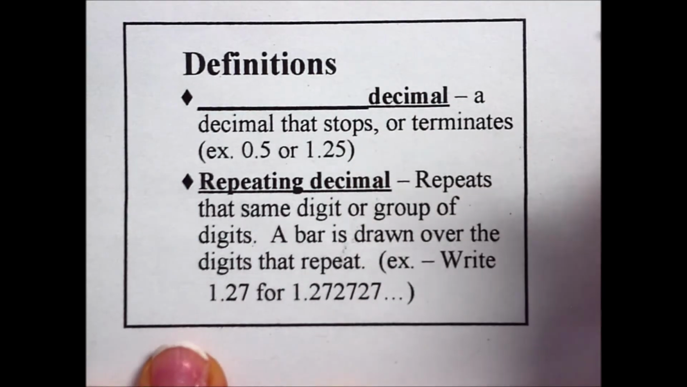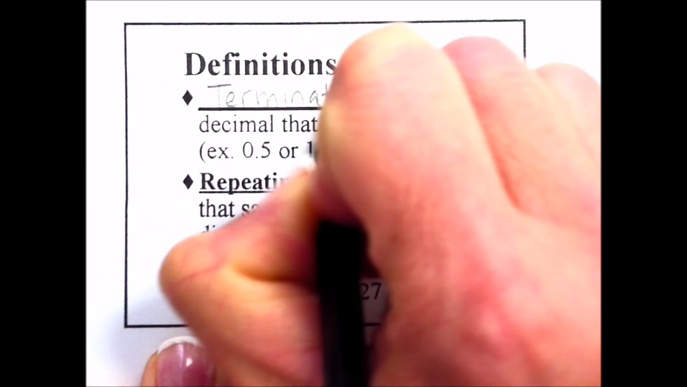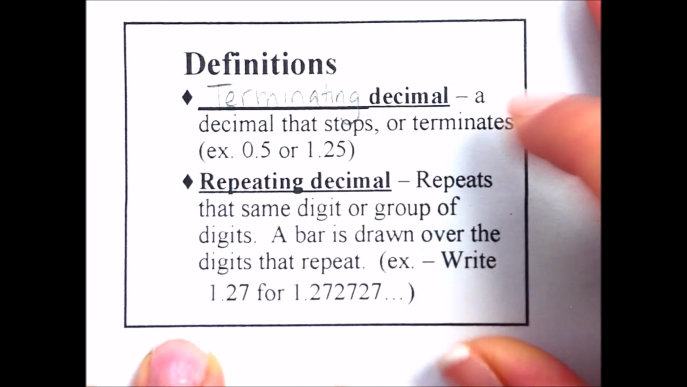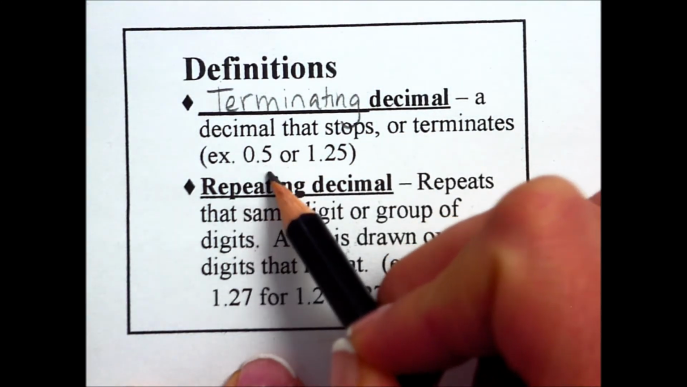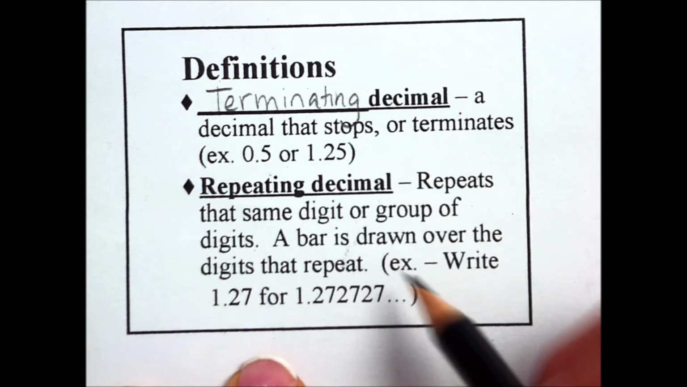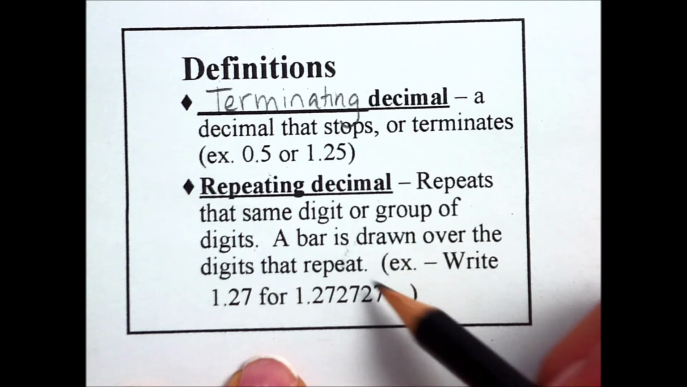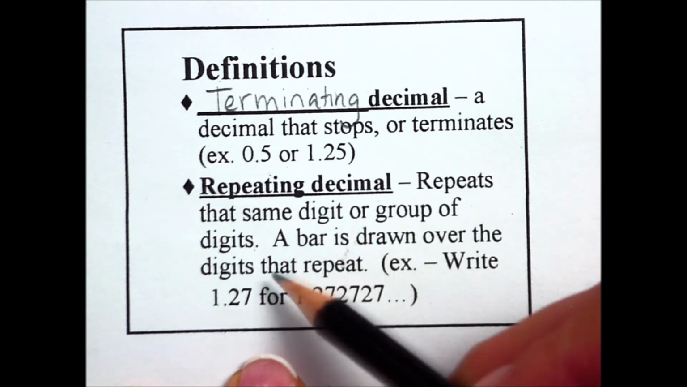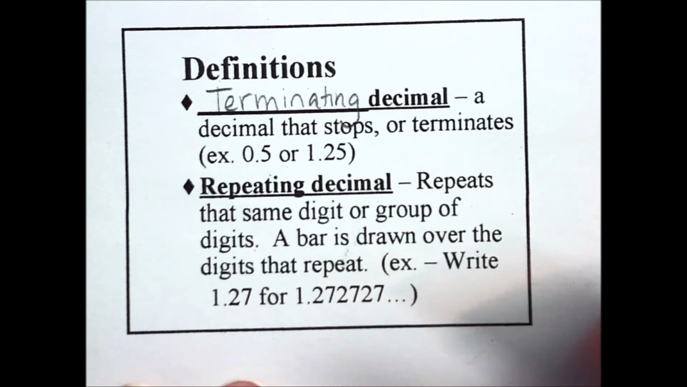Okay, let's take a look at a couple of definitions. First, we have a terminating decimal. This type of decimal will stop. You won't have a remainder like 5/10 or 1 25/100. Another kind of decimal we might see is a repeating decimal. This type of decimal repeats a digit or maybe a group of digits. And to show this, we'll draw a bar over the digits that repeat.